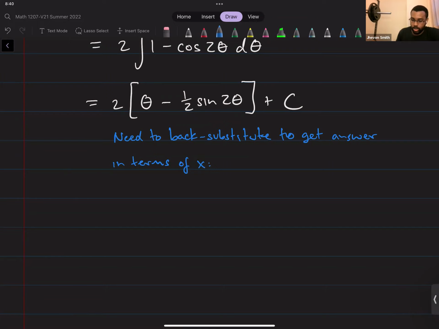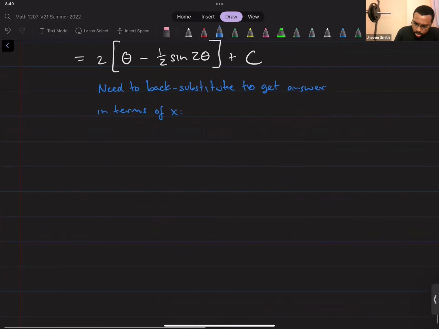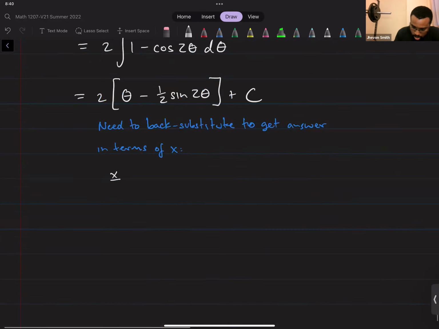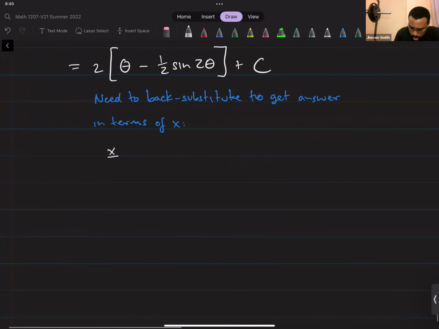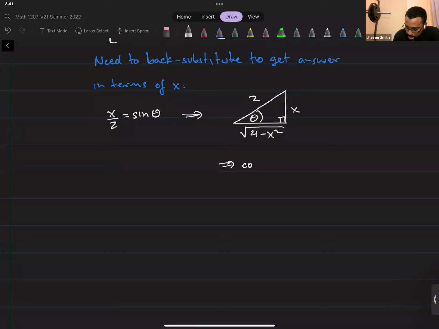Okay, so how do we do that? Well, we're going to use this triangle, essentially, to figure out the things we would need. So we know that our x was 2 sine theta. This means x over 2 is equal to sine theta. This means I can set up this triangle, because sine is opposite over hypotenuse. That's going to make this here the radical of 4 minus x squared, which implies a few things. For one, it implies that cosine theta is going to be 1/2 this radical. Of course, we know that sine theta is going to be x over 2, which, by the way, means that theta itself is going to be an inverse function, sine inverse x over 2.